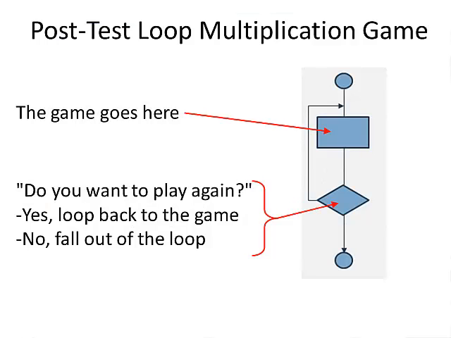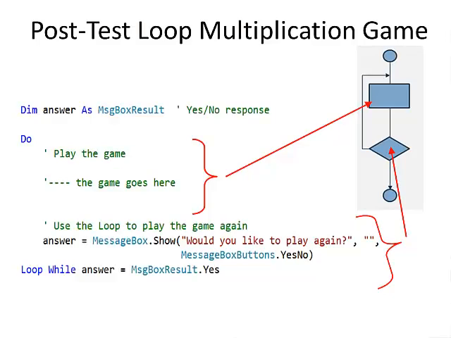Here's an example of a multiplication game. In the body of the loop, I'm going to say the game goes here. Then, where the test is, a combination of asking the user, do you want to play again, and then seeing what the result is. If the user says yes, then I'll loop back up and play the game again. If the user says no, then I'll fall through the bottom of the loop.